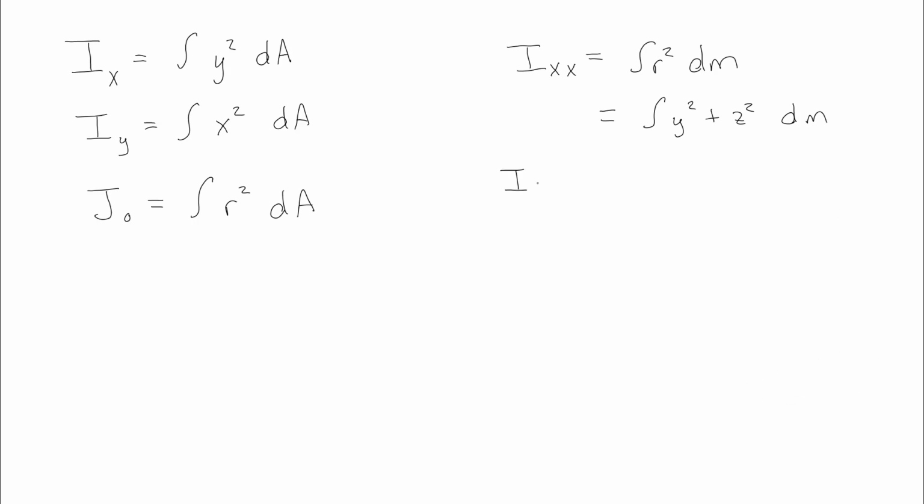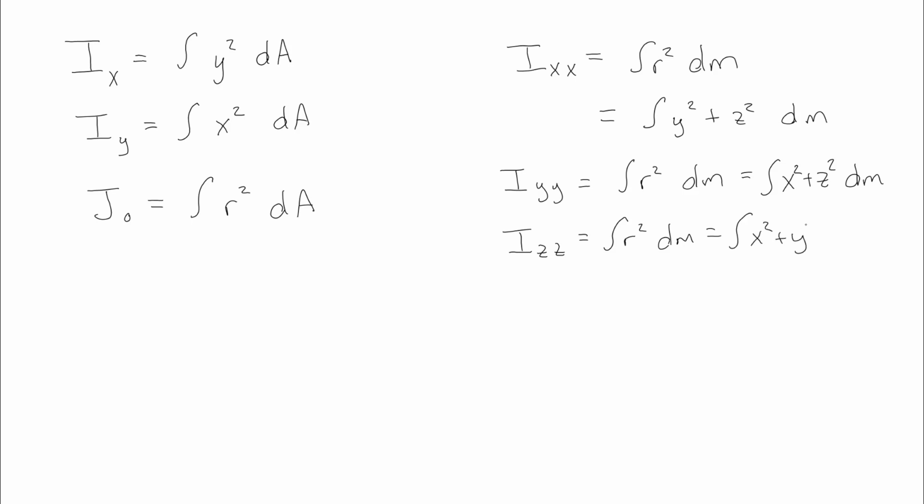So with the IYY, again, the equation is just R squared dm, but in this case, R squared is given by x squared and z squared, because it's radius. Similarly for IZZ, R squared dm, now it's going to be x squared and y squared dm. So again, d mass, not d area, because this is a physical object and not just a cross section.